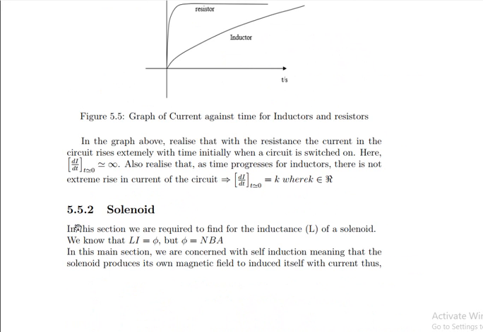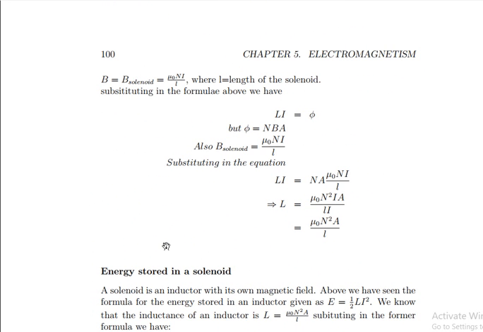Now let's visualize the solenoid. The solenoid is a form of an inductor, but now we need to know that the solenoid has a certain magnetic field. The magnetic field of the solenoid is given as mu0 Ni all over L, where L is the length of the solenoid.